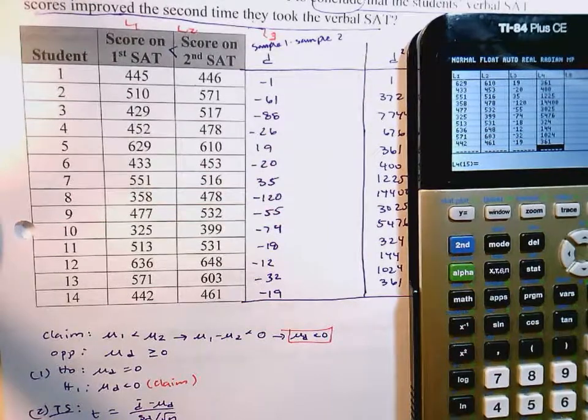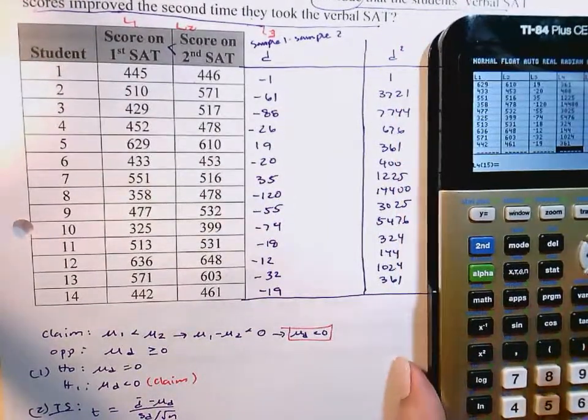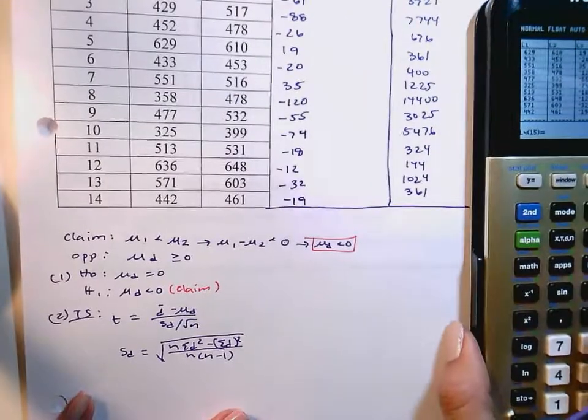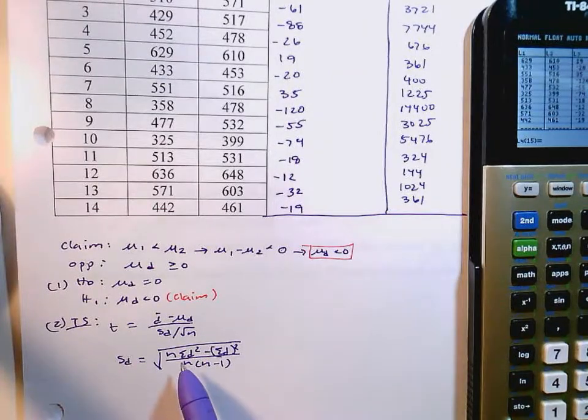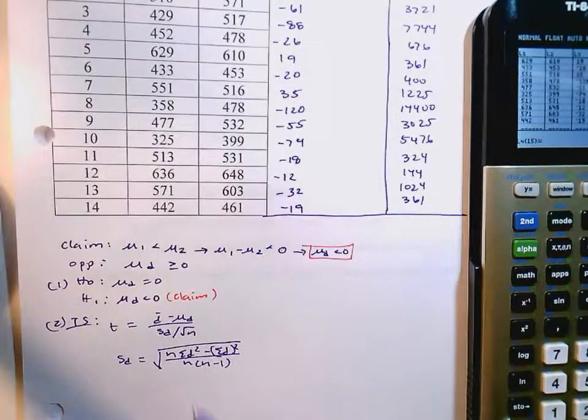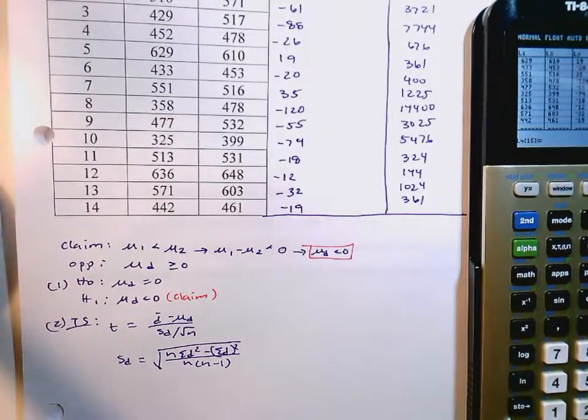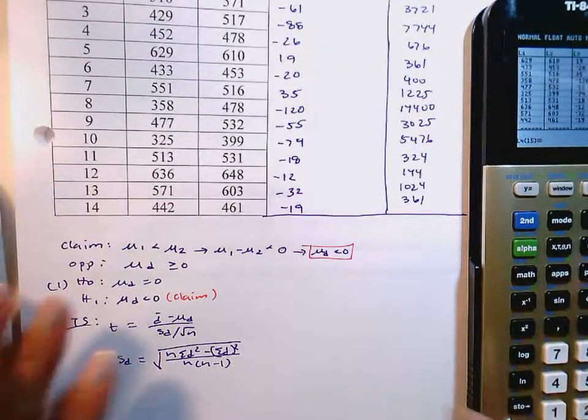Alright, so once we find all of the values under the d squared, we're going to go back to the formula. The two formulas that we have are the one for the t, which is a t distribution, and the standard deviation of the differences. So we're going to need n times the sum of the d squared minus the sum of d being squared, and then divided by n times n minus 1. In order to find the sum of the d squared, we're going to add up the d squared column. In order to find the sum of the d, we're going to add up the d column. So let's go ahead and do that.